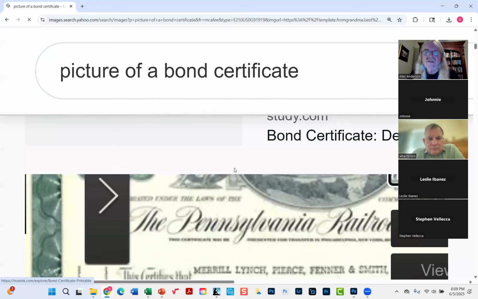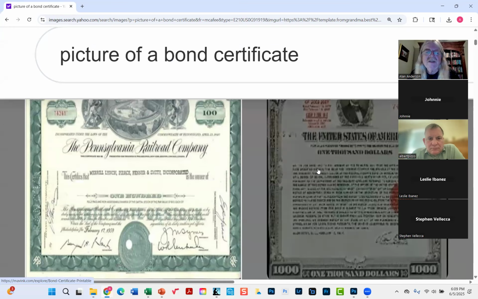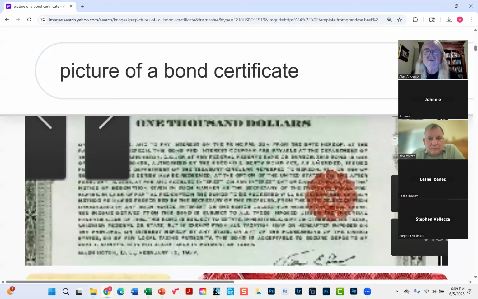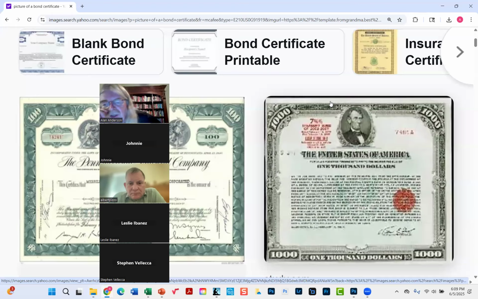And I noticed with Google, sometimes I ask for bond certificates and it gives me stock certificates. But here's one. Yeah, this would be stock in the Pennsylvania Railroad Company, but this is an actual bond issued by the United States government. It says $1,000 on there, although it's very fuzzy. It's going to be hard to read it, but you can just about make out the 7.5% up here.